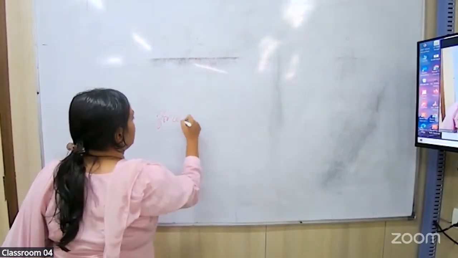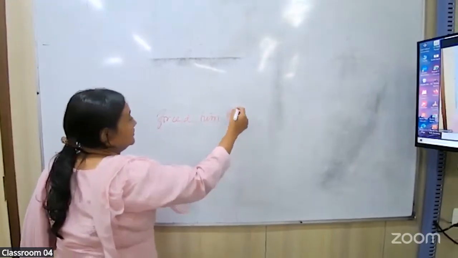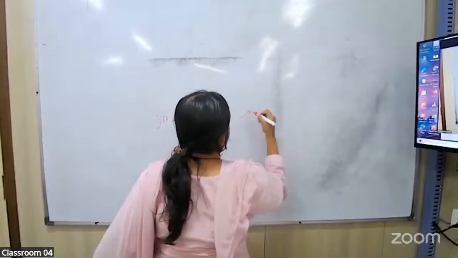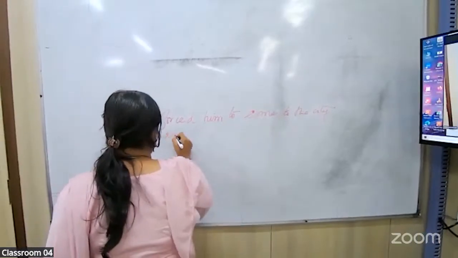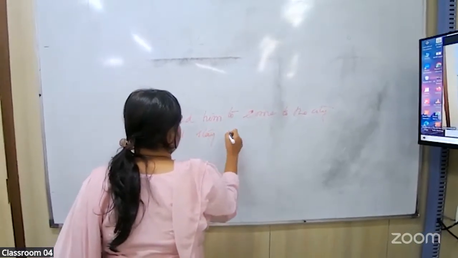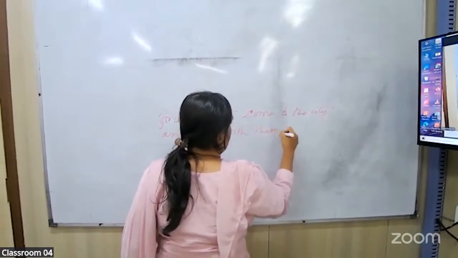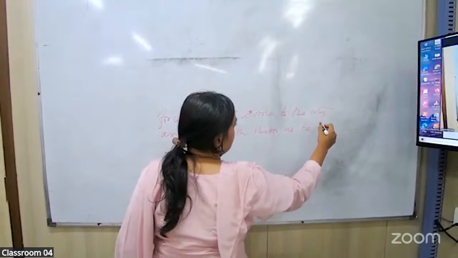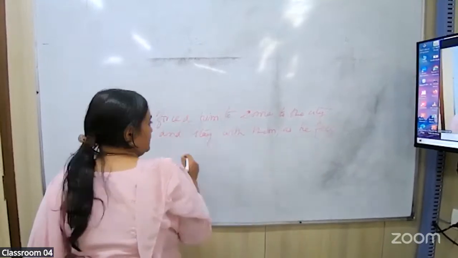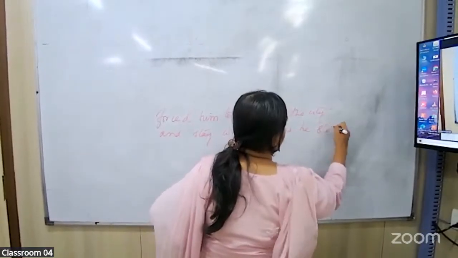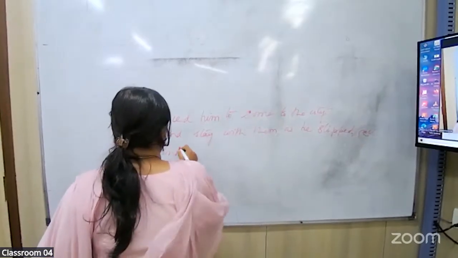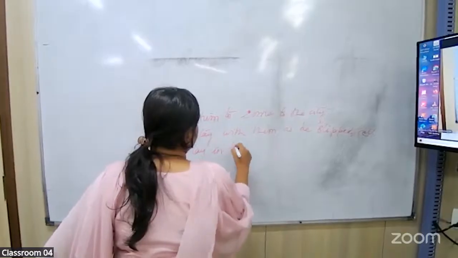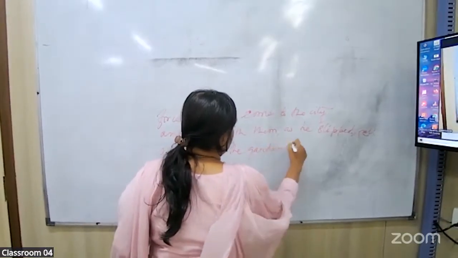Okay, so Ravi's mother forced him to come to the city and stay with them as he slipped, fell, and lay in the garden the whole night.